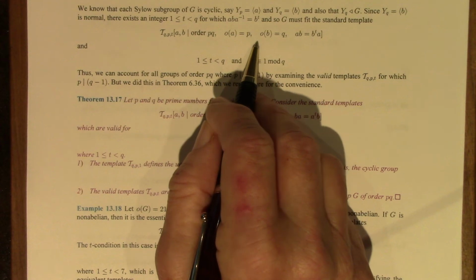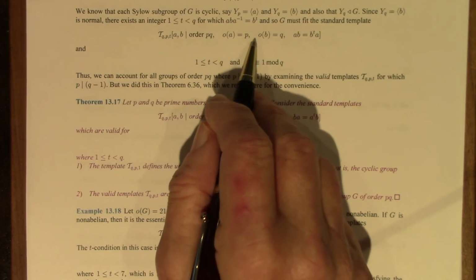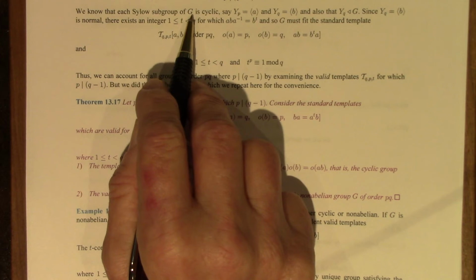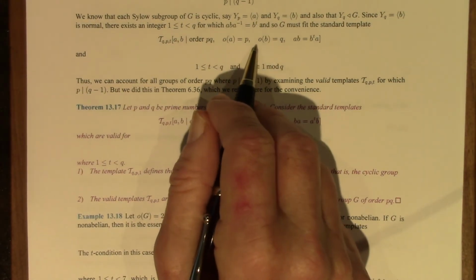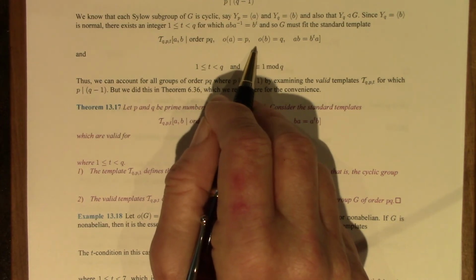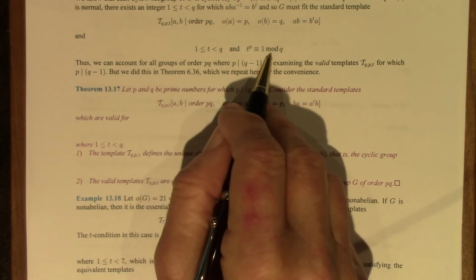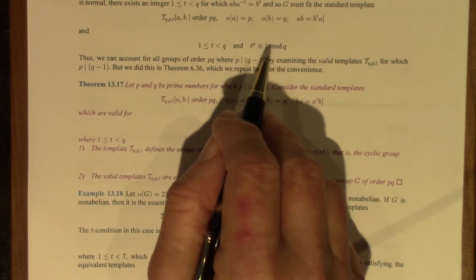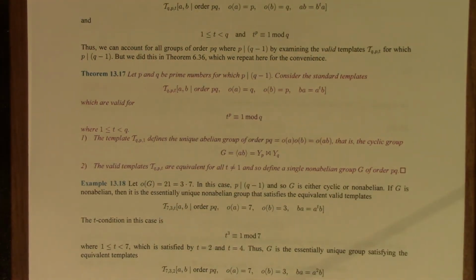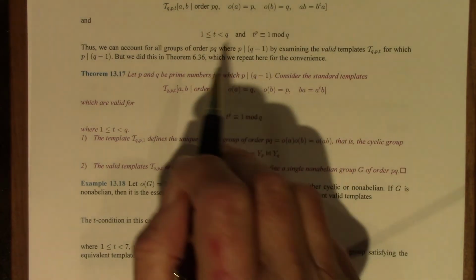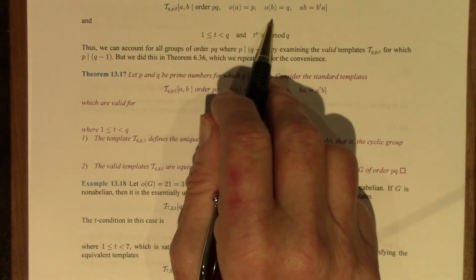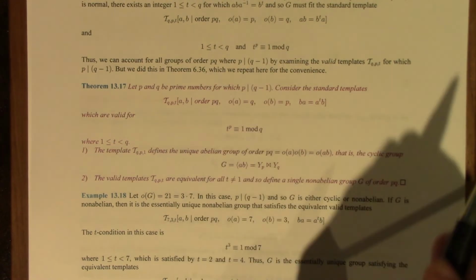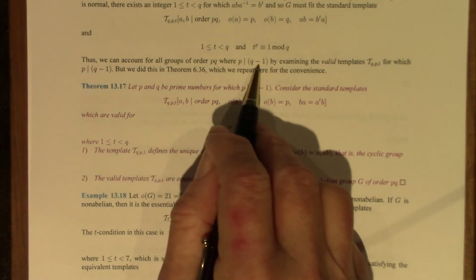And of course, if this isn't valid, you don't have a group. So the groups G that fit this pattern have to satisfy this template, which has to be valid. And this is the T condition here. So we can account for all of the groups of order PQ where P divides Q minus 1 by examining these templates, figuring out which ones are valid. And then, of course, we do have to have this condition, P divides Q minus 1.